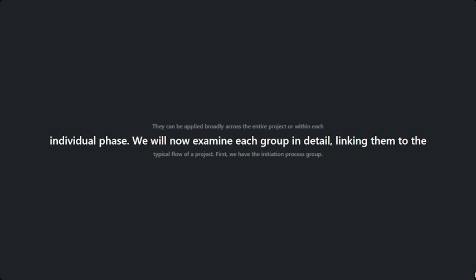project management processes. We will explore the key groups of activities that guide a project from start to finish. These are called process groups, and they are a logical way to organize the work needed to meet project goals. It is important to understand that these process groups are not the same as the phases or stages of a project's life cycle. They can be applied at a general level for the entire project or within each individual phase. We will now look at each group in detail, connecting them to the typical flow of a project.